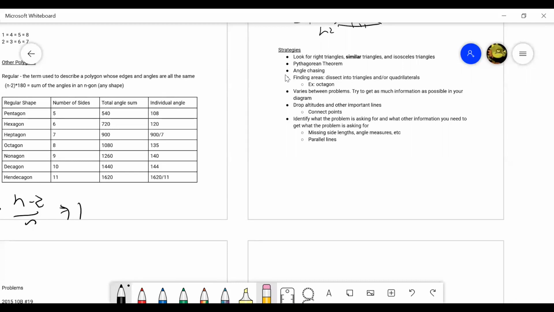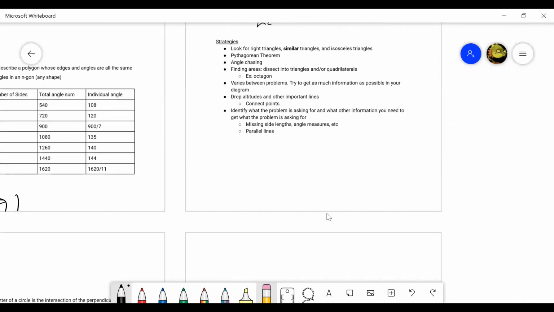After that would be angle chasing, which is just trying to figure out the measure of as many angles in your diagram as possible, since more information will generally help when it comes to solving problems. And for problems where you're asked the area of some kind of shape, you can try to dissect that shape into smaller shapes that you know how to figure out. I think the best example of this is a regular octagon, which is basically an 8-sided stop sign.